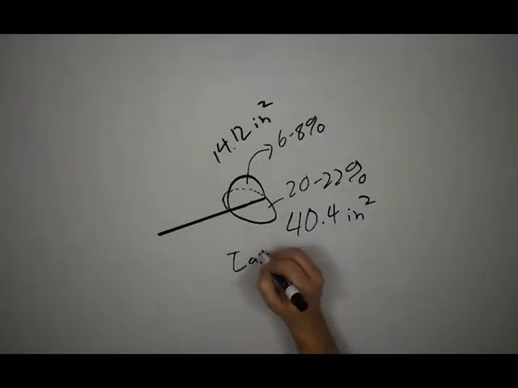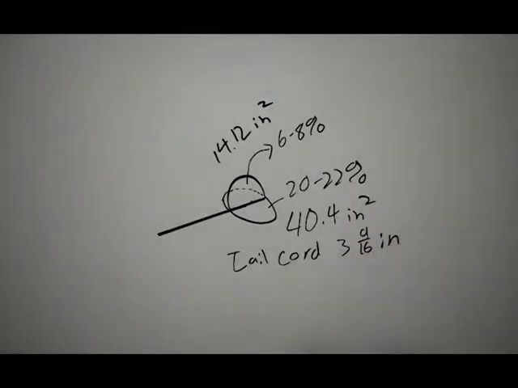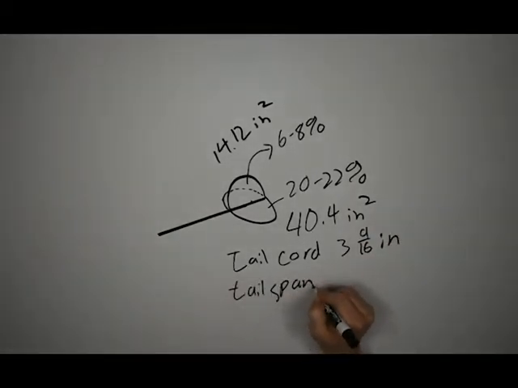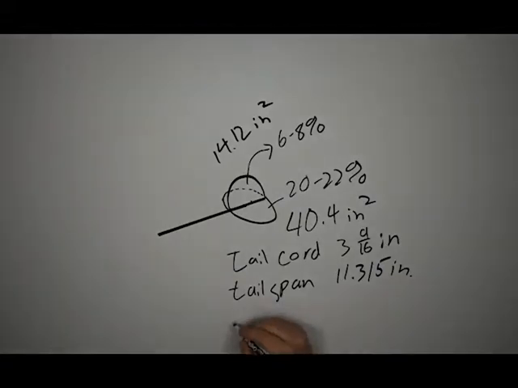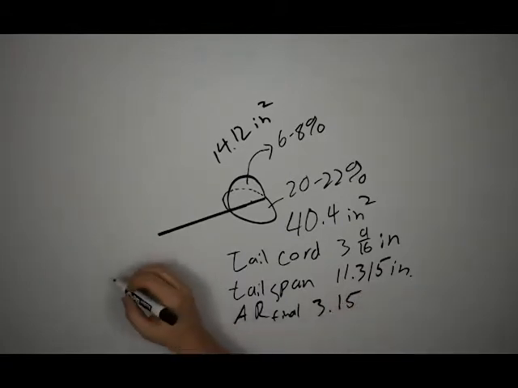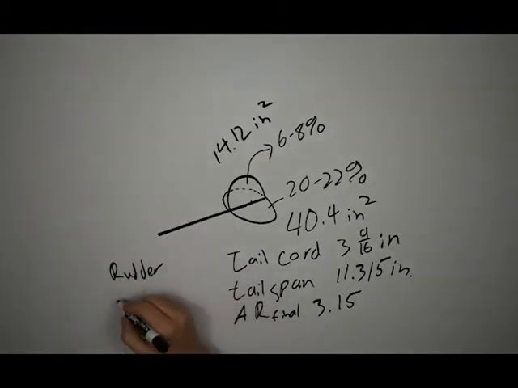So we found out that our chord is going to be 3 9/16, and then going backwards we calculate our span to be 11.315 inches, or about 11 5/16. This isn't the method that I used originally, but I found that it worked better, so this is the one I'm explaining to you. We ended up with a final aspect ratio of 3.15. The last thing we need to do here is determine the height of our vertical stabilizer, and using the same chord that we had for our horizontal stabilizer and the area that we calculated earlier, we find that our vertical stabilizer needs to be 4 inches tall.